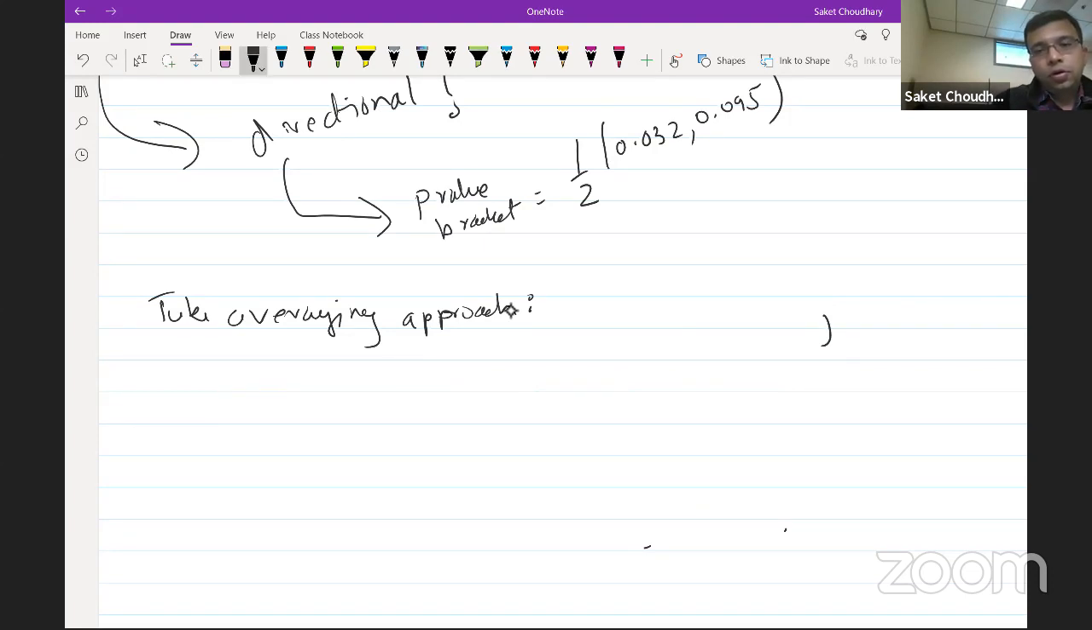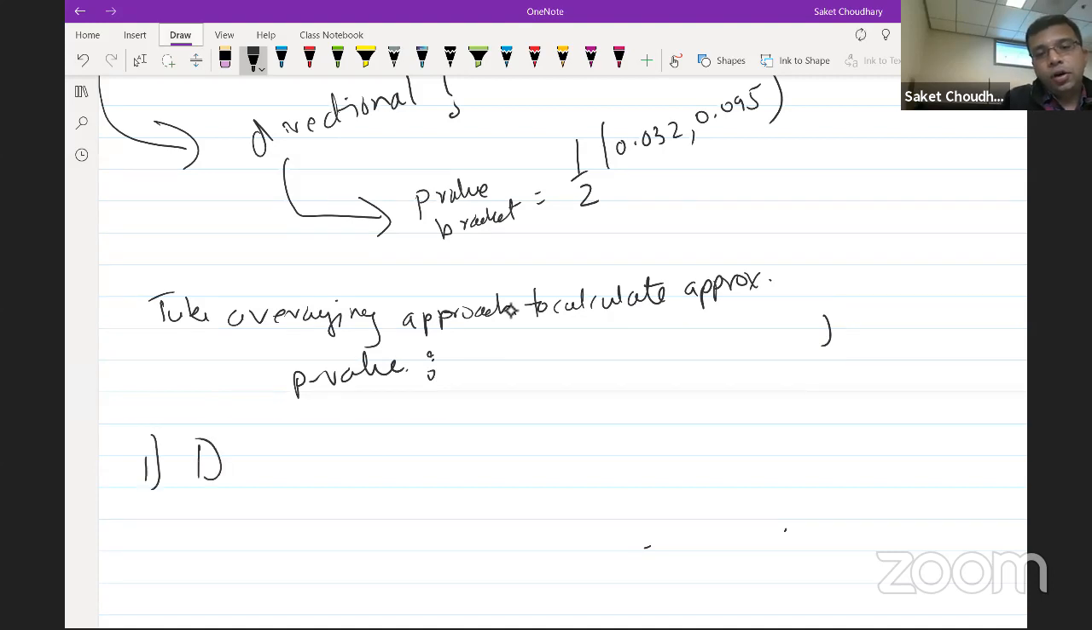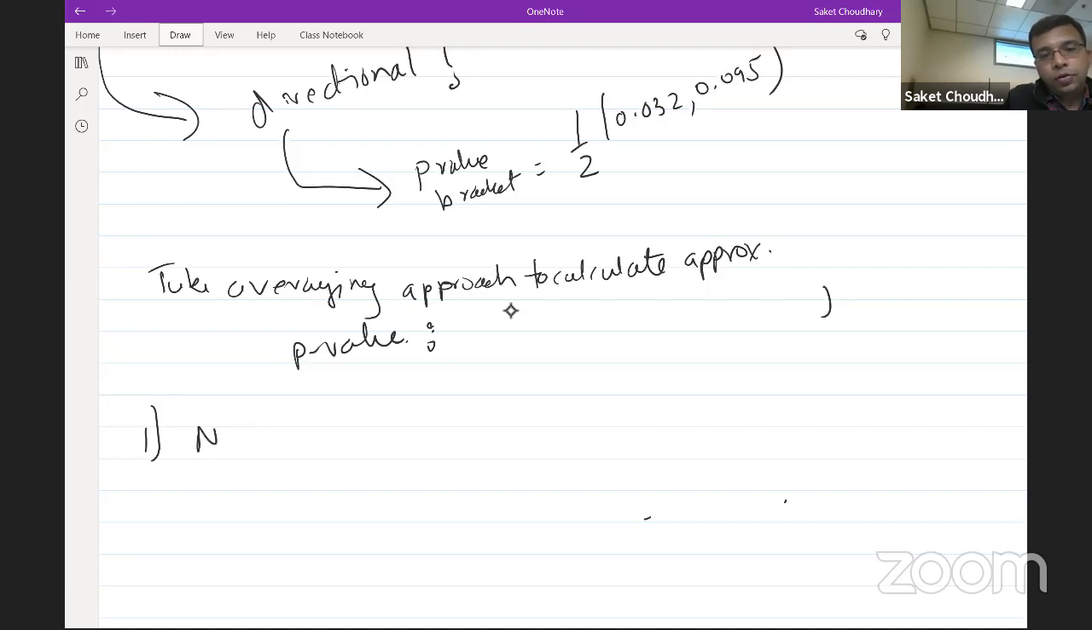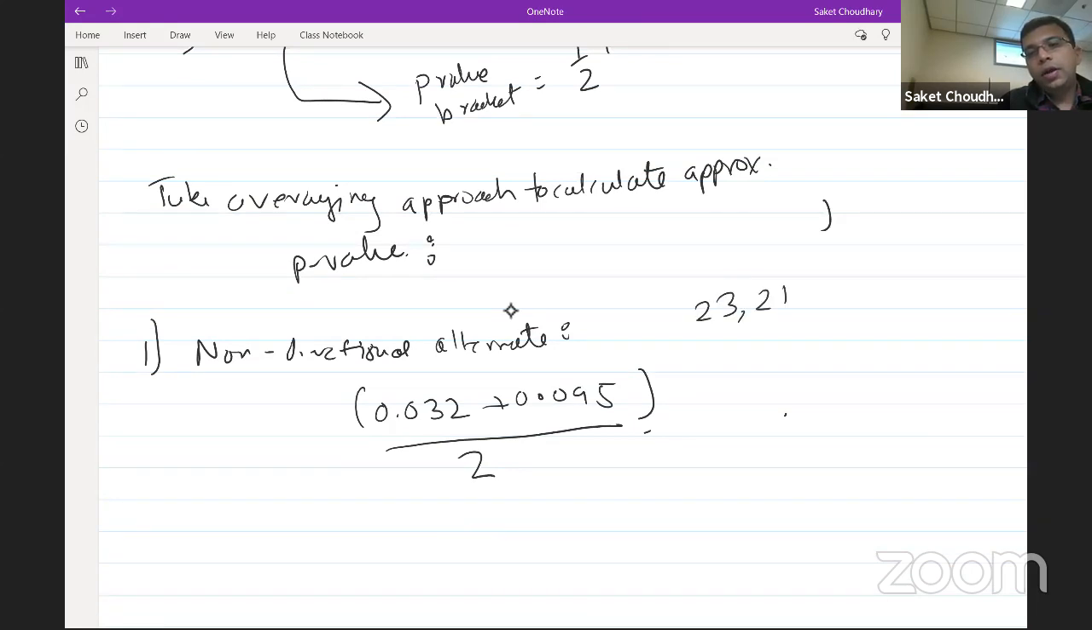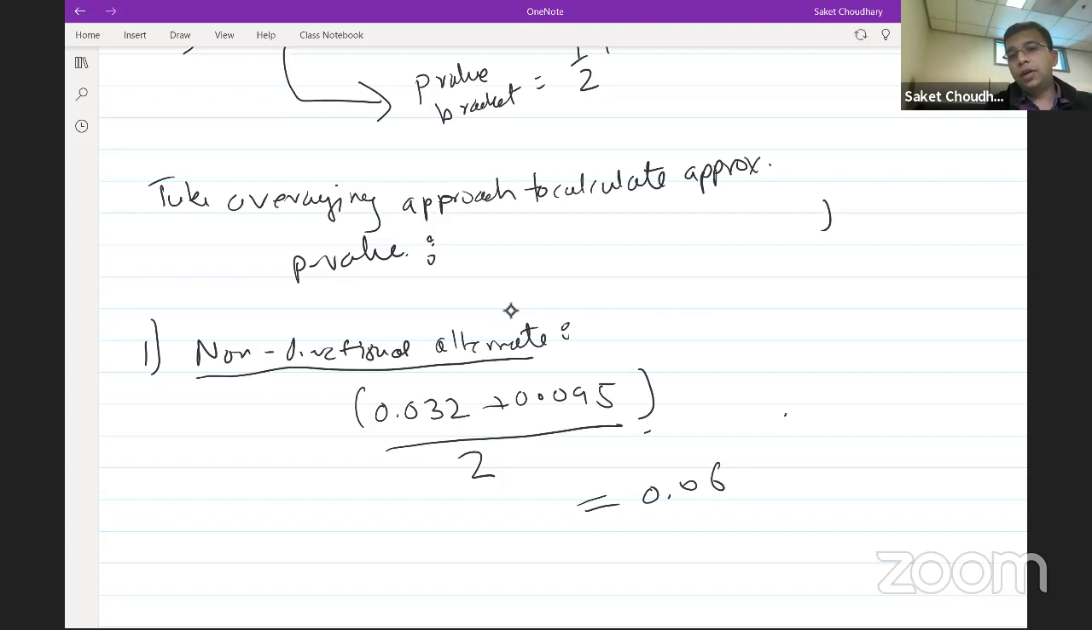So if I was doing it for a non-directional alternate, then I'm given the bracket of 0.032 and 0.095. How do I calculate? The only thing that I can do is I know that 23 occurs between 21 and 22 and 24. If you go and look up your table, that's where you'll find these values. So your best guess is to take an average of this to get your p-value. So if I do that, I'll get 0.06.